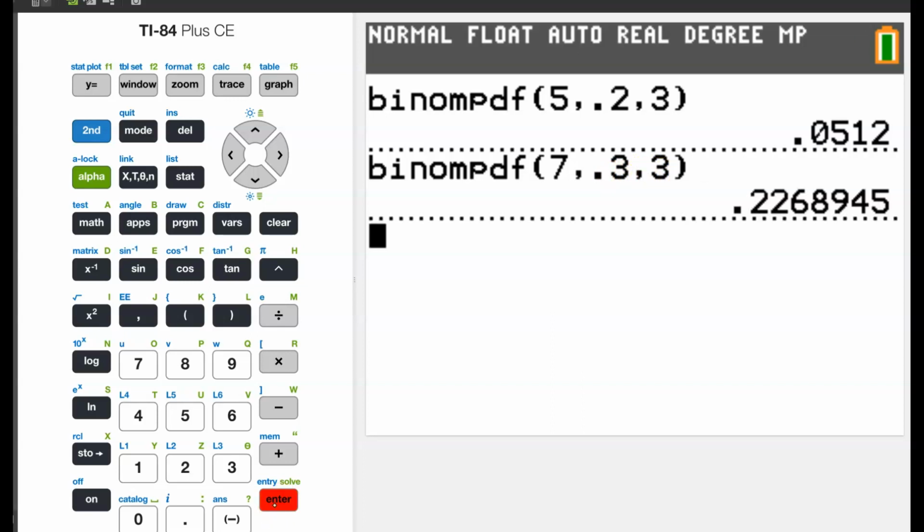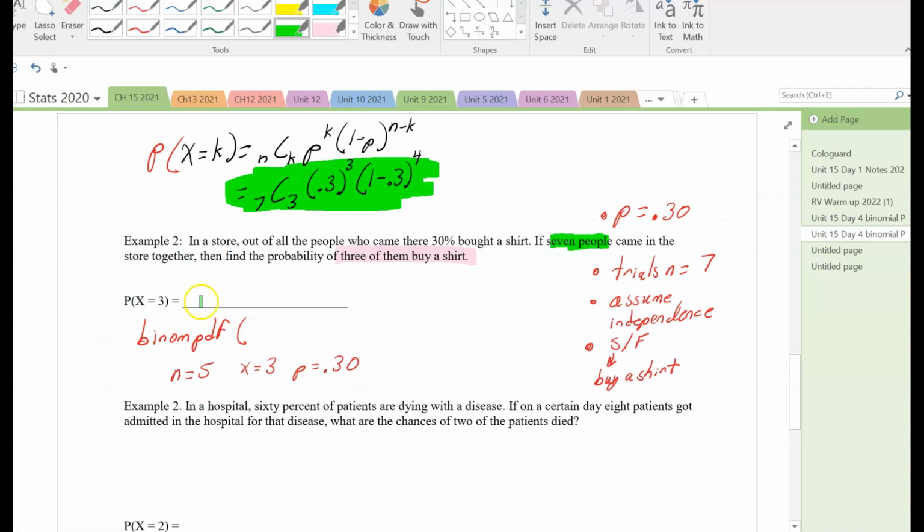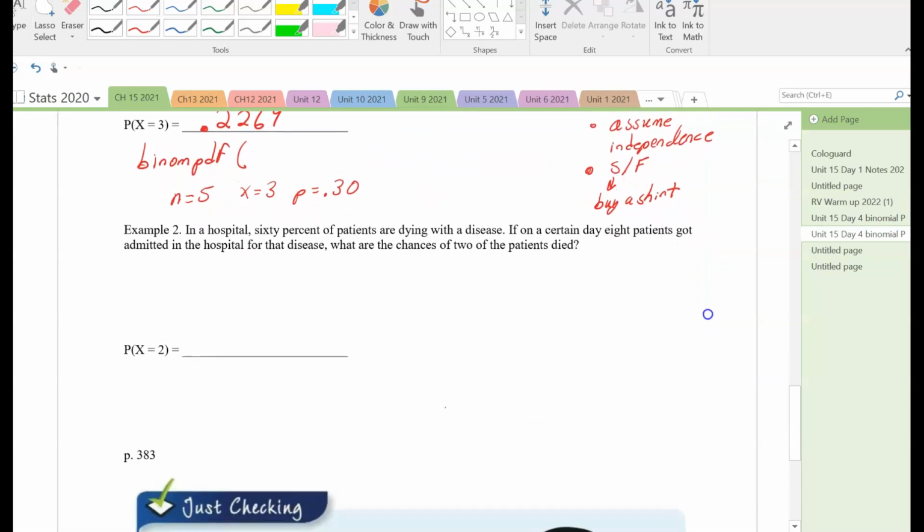And when I hit enter, you'll see you get the same answer as the Casio, 0.2269. So the answer here is 0.2269. We're going to take a look at another example here. So example 2.